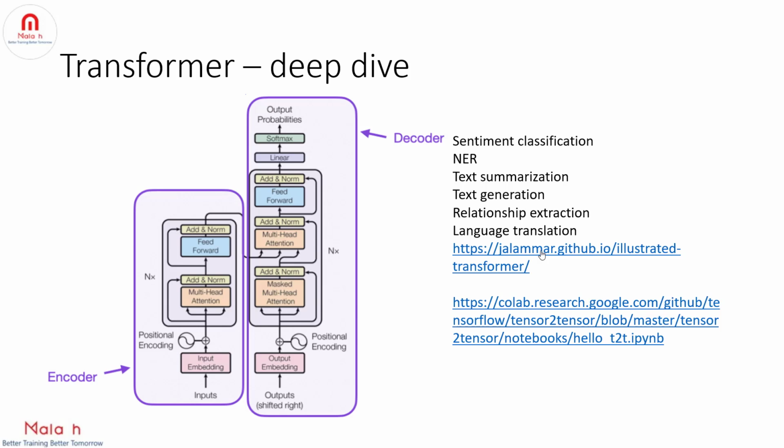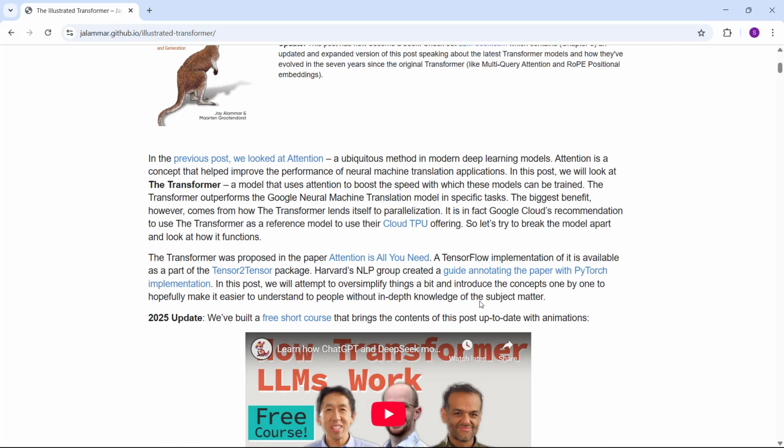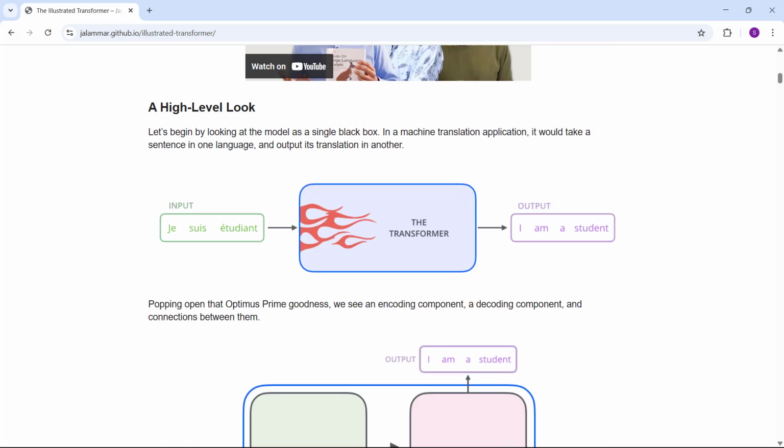So let me take you to this article. I found this very helpful. This is the article by J. Alammar, right? So first let me explain at a high level, then we will deep dive. Here, if you notice, we are passing Spanish input to the transformer and we are trying to get the output in English, that is Spanish to English translation.